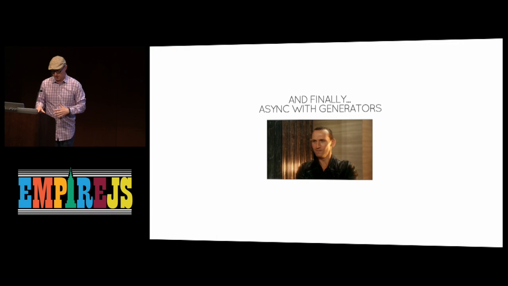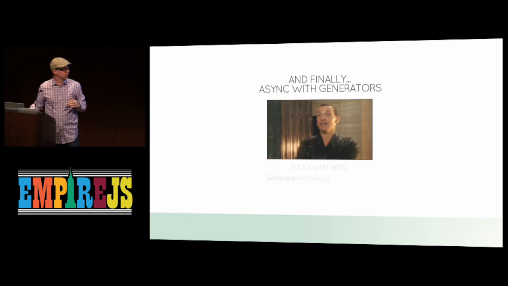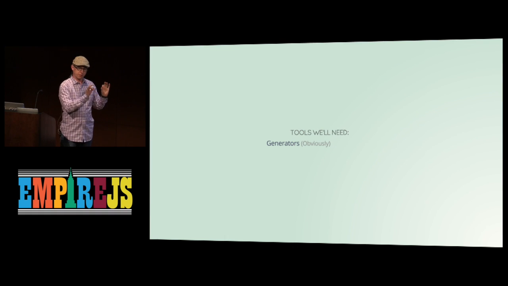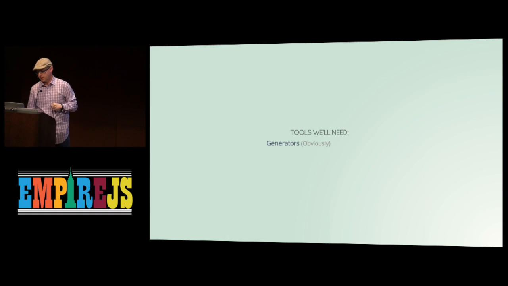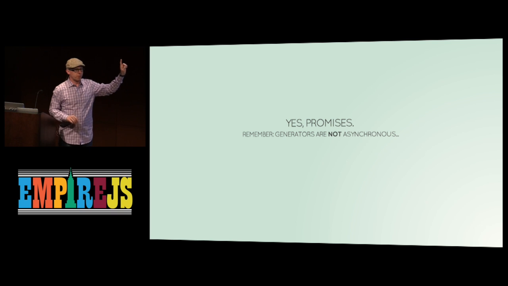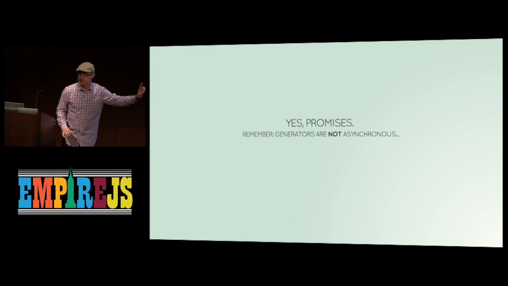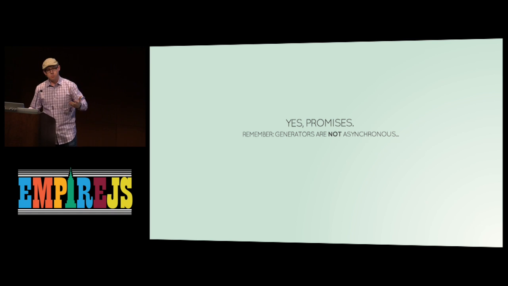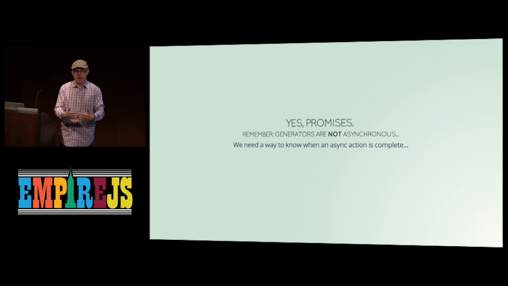So finally, we're going to get to some async programming, and we're going to start with the tools. The first tool, of course, is generators, and you know that, and that's fine. But we need one other tool, and that's promises. And you might be saying, promises? And I'm saying, yes, promises. So the problem is, again, remember, generators are not asynchronous. But we need some way of indicating when an async action has completed.